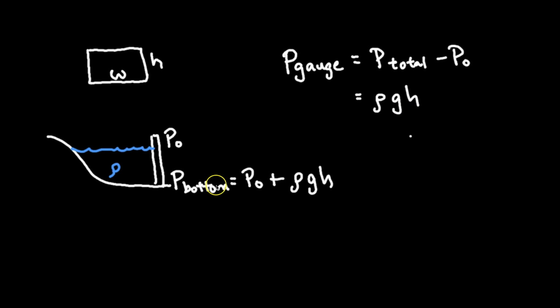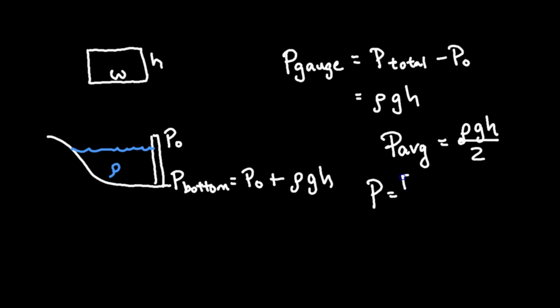Now let's take a look at the total force on the dam wall. You'll notice as you go deeper in the water, the pressure varies linearly with depth. And so we can say that the average pressure is equal to rho gh divided by 2. This is like calculating a simple average.